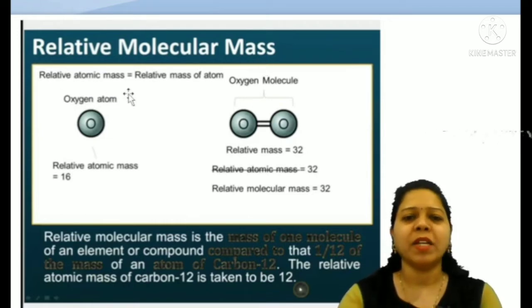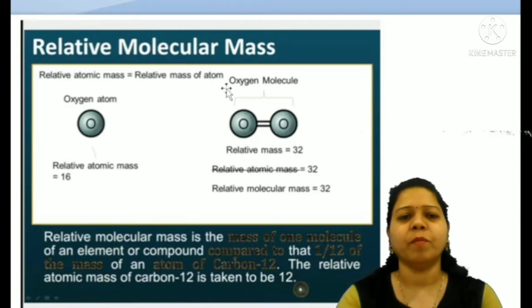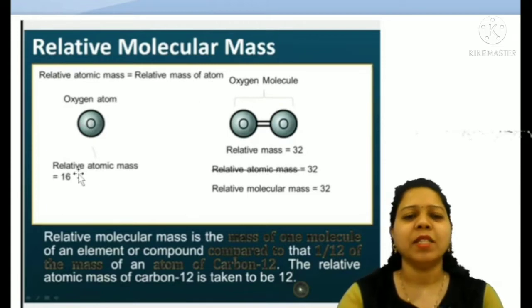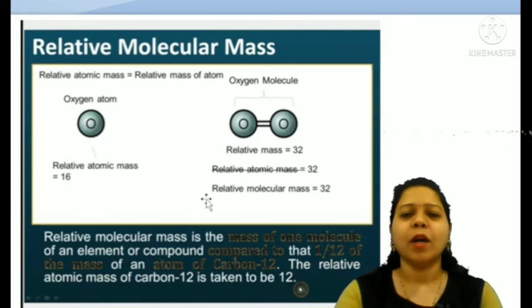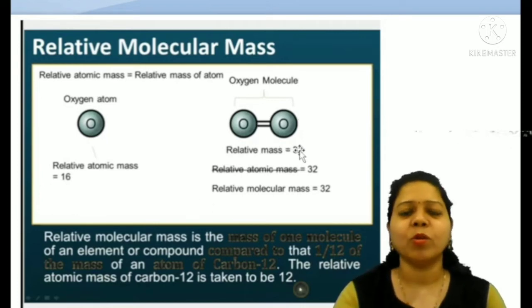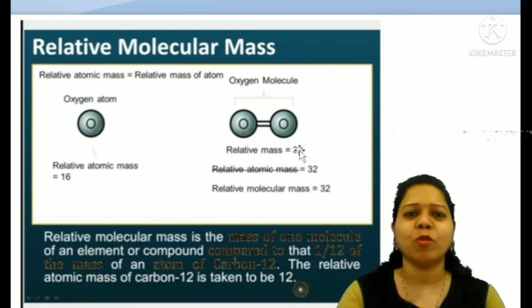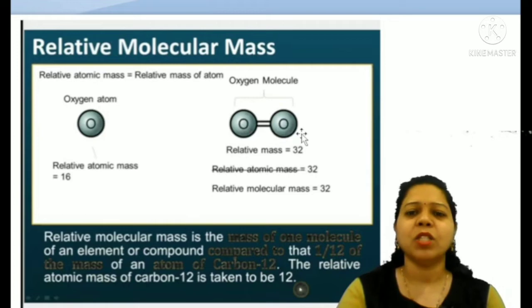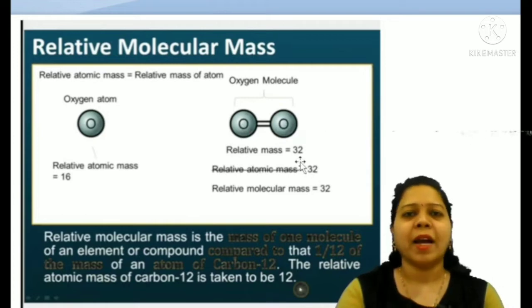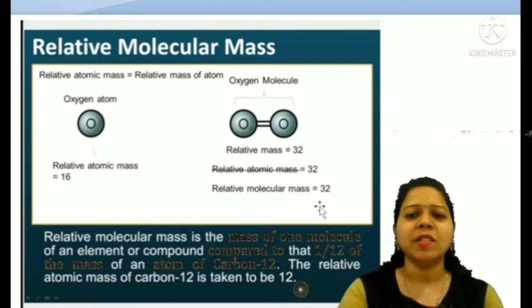Relative atomic mass is the relative mass of an atom. The relative atomic mass of oxygen is 16. Now here an oxygen molecule is given. In an oxygen molecule, two atoms of oxygen are there. That's why we add the mass of each oxygen: the mass of one oxygen is 16 and the mass of the second oxygen is 16, which is equal to 32. So the relative molecular mass of oxygen is 32.